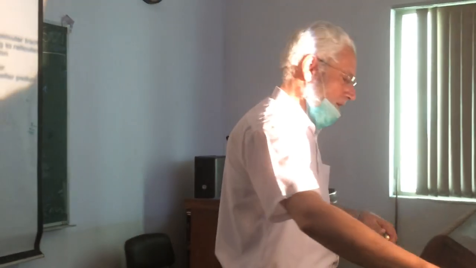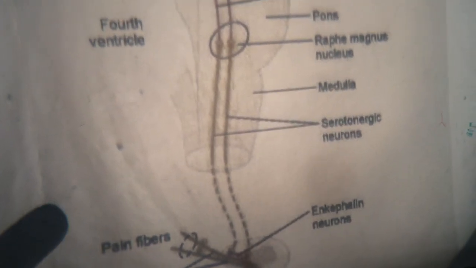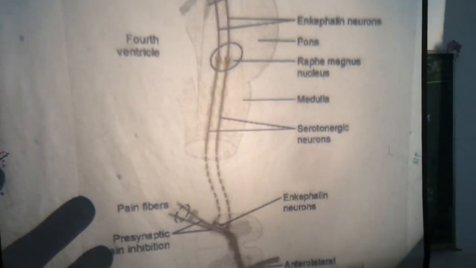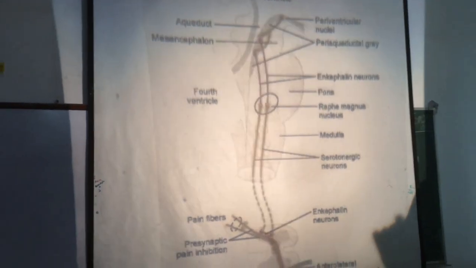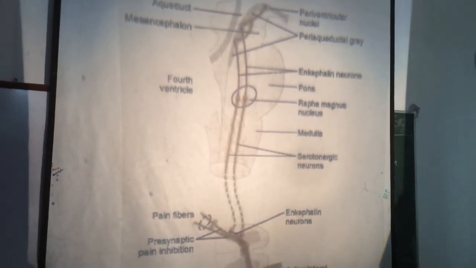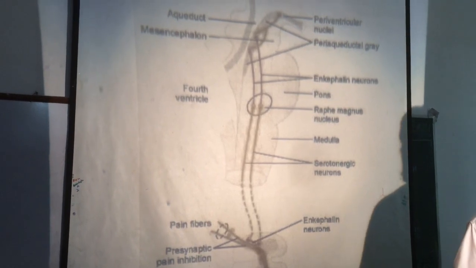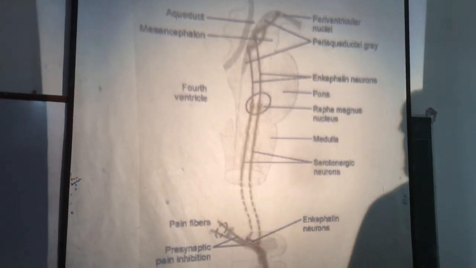Next, we discuss the analgesia system. The analgesia system is the pain control system present in the central nervous system.